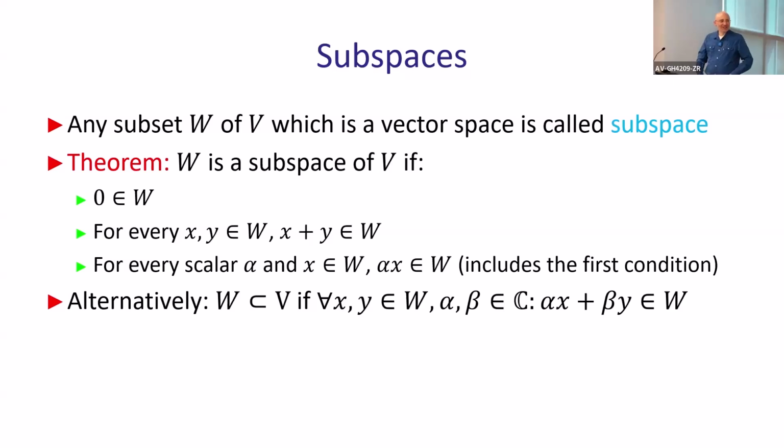Let me try. W is a subset of V if all elements x and y belong to W, and alpha and beta belong to the set of complex numbers, such that the product of alpha and x plus beta and y belongs to W. Yes. Okay, this is correct.